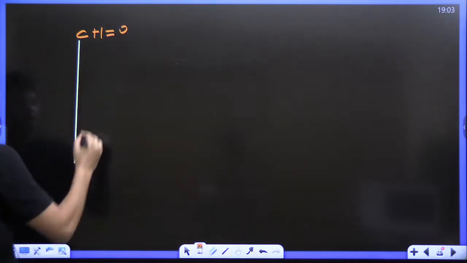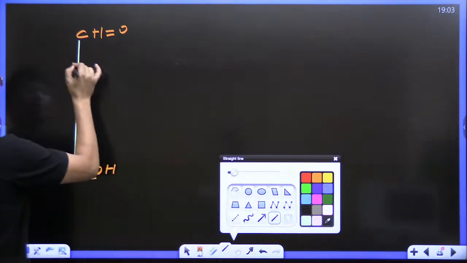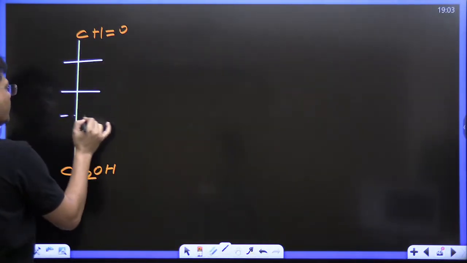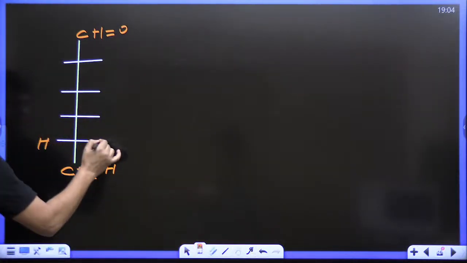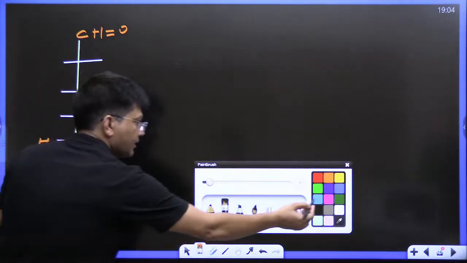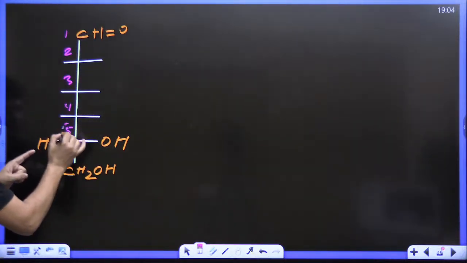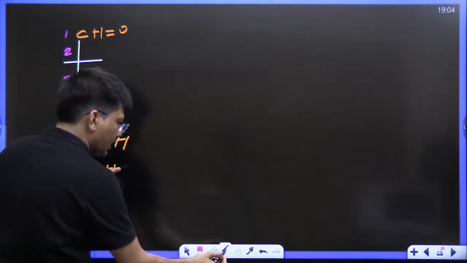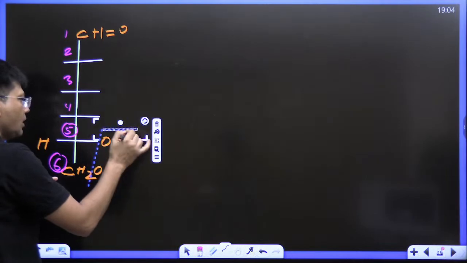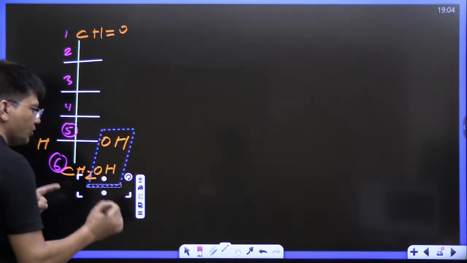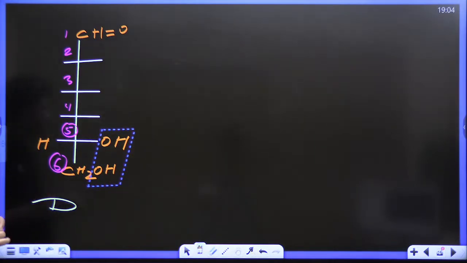CH double bond O, CH2OH. 1 carbon, 2nd carbon, 3rd carbon, 4th carbon, 5th carbon, 6th carbon. The last and second last carbons, their OH are on the same side. What do you say? Do let me know. Capital D configuration. This is capital D configuration.